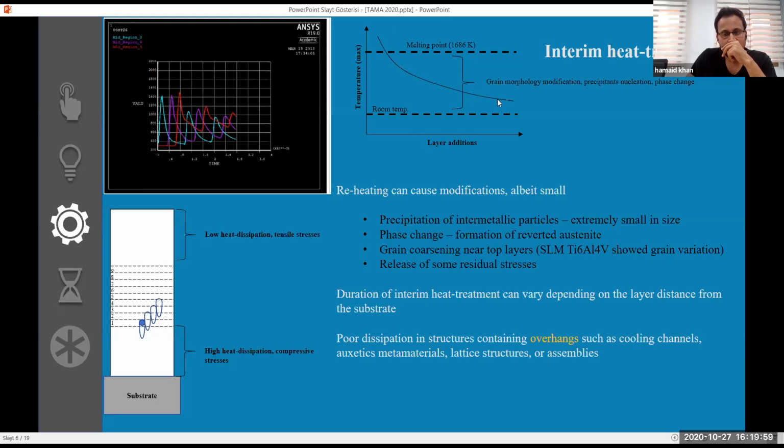And that can last for maybe hours. So that interim heat treatment can significantly modify the microstructure of the additive components. Oh, so that's it for this slide.